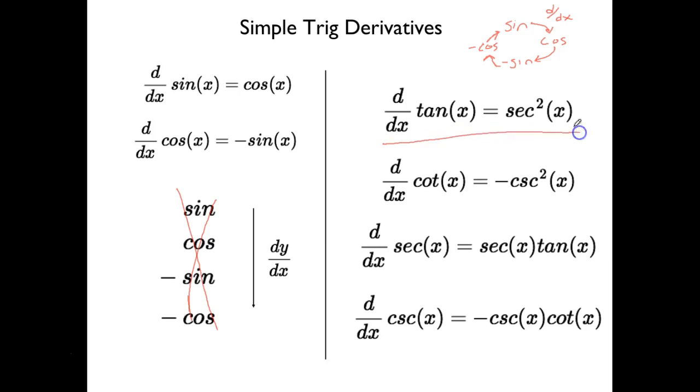And then here are four that you are just going to have to memorize. The derivative of tangent is secant squared. The derivative of cotangent is negative cosecant squared. The derivative of secant is secant times tangent. And the derivative of cosecant is negative cosecant cotangent. You're just going to have to memorize those.